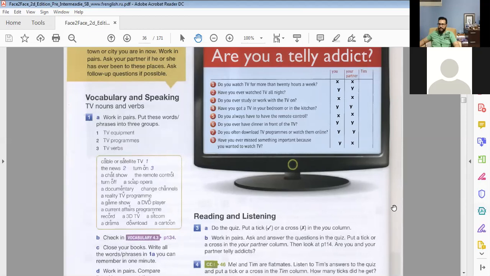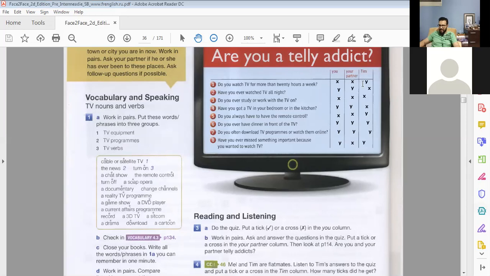Let's see Tim's answers. So what did he have for number 1? Number 1 is yes. You're right. Okay, so number 1 is yes. Number 2, no. Number 3, no. 4, no. And 5, yes. And 6, yes. After that, yes. And the last one, yes. Correct. All right. So do you think Tim is a telly addict? Yes. Yeah, I agree. I think he is.